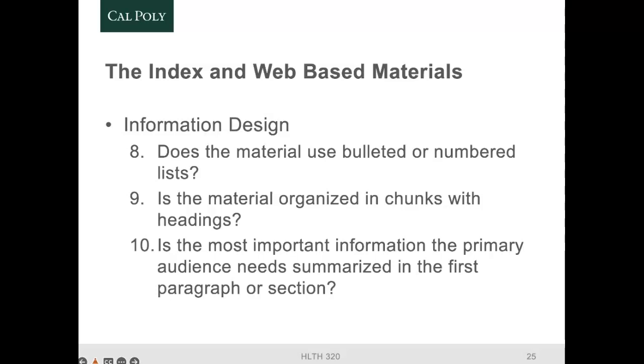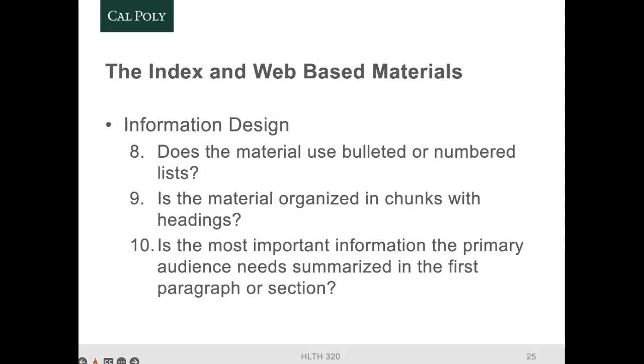Number 9 is the material organized in chunks with headings. Remember, it's one thing to have things in bulleted lists, but you want to make sure that those are organized in very specific sections that go together and are separated with headings. Those headings should be meaningful in terms of telling your reader what is going to come and the information within that section. You want to chunk your information into different sections instead of having one large paragraph. That would be very difficult to navigate.